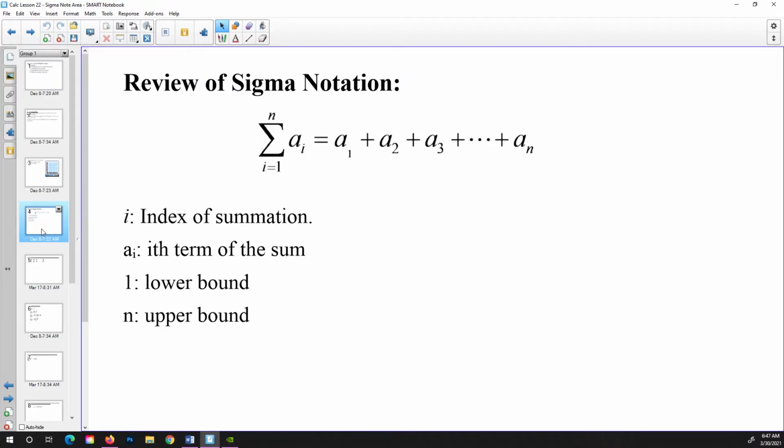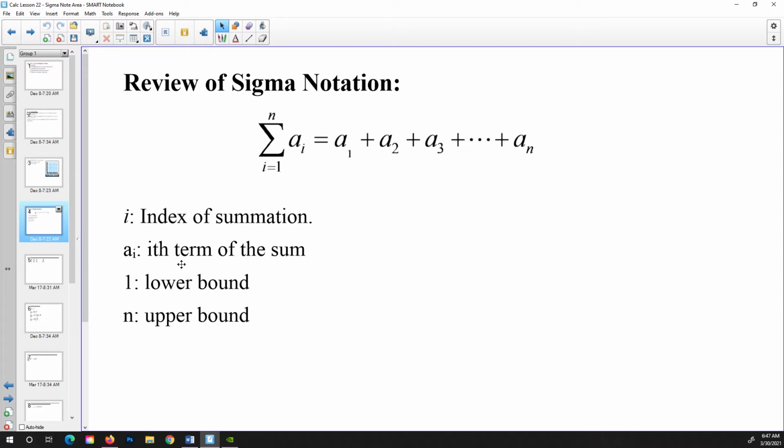A quick review of sigma notation. Sigma notation is an easy way for us to reduce a long series into a small, compact notation. This sigma notation has an index of summation. This i here is the value that is being counted. So it's the variable of the sigma notation.